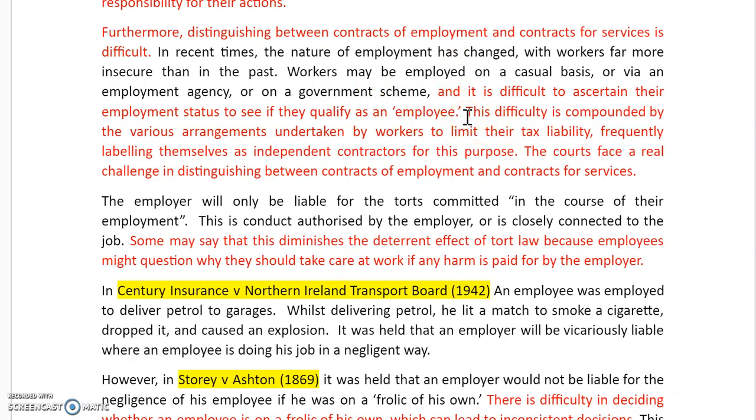And you could make the comment there, linking back to the question, that it's arguably unfair on an employer if they can't predict whether the person that they're paying to do some work is going to be classed as an employee or not. And this difficulty is compounded by different arrangements that are used to limit tax liability. Often people will be labelled as independent contractors for this purpose. And so the courts face a real challenge in distinguishing between those 2 different types of contracts.